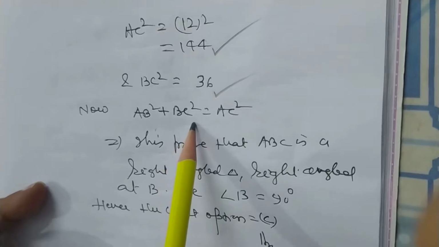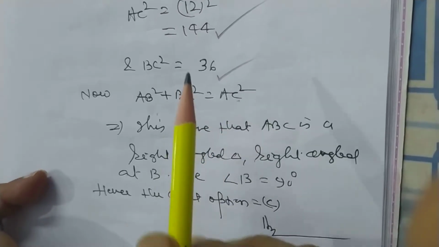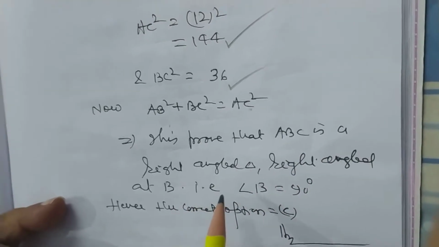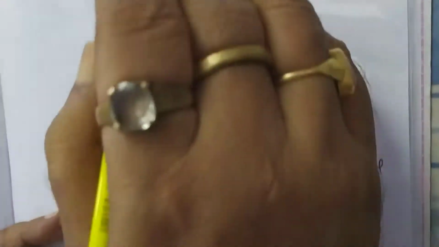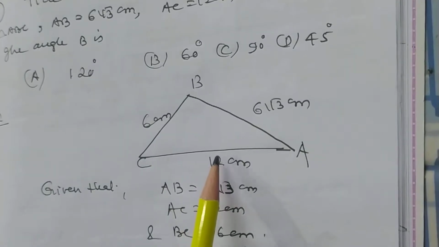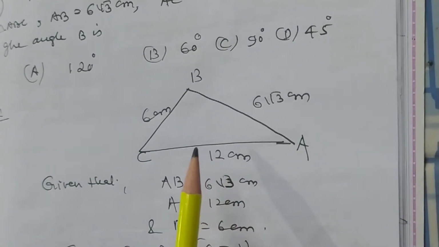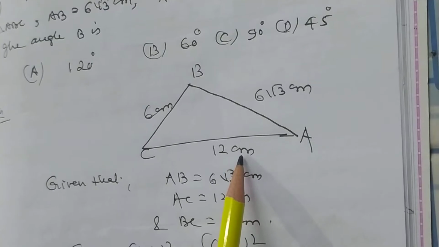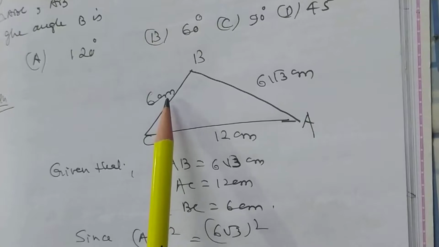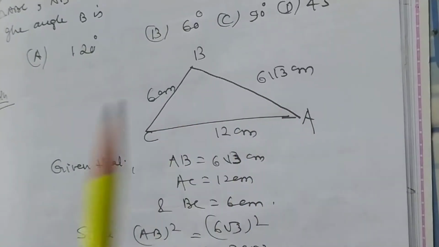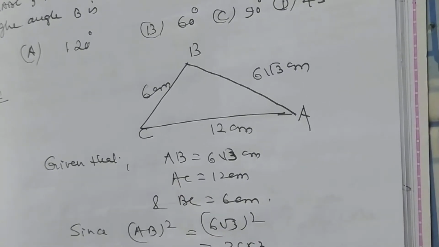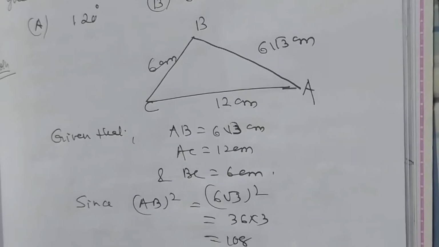Now AB square plus BC square is equal to AC square. This proves that ABC is a right angle triangle, right angled at B, because the side opposite to the vertex B is the longest side, 12 centimeter, and its square is equal to 6 square plus (6 into root 3) centimeter square. So in this way option C is correct. So in this way you can solve this problem.